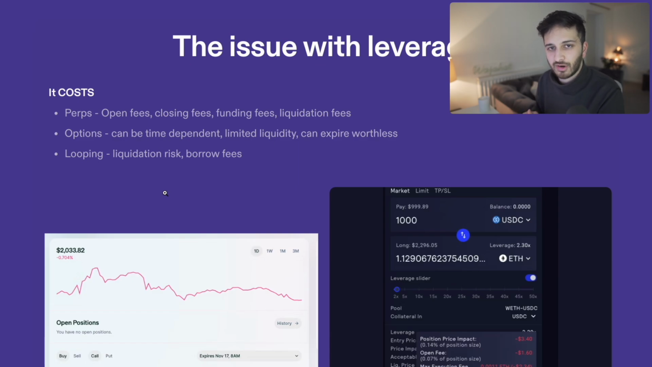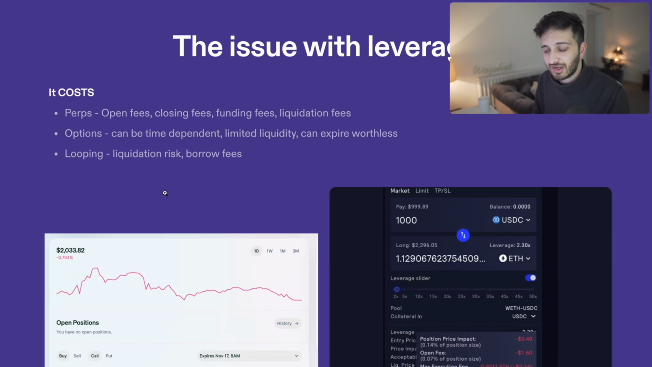Now, at the same time, you are essentially going short on USDC, which is fine because I don't think USDC is going to really change price too much, but you do have to worry about the borrow rates. And as you can imagine, in bull market conditions, borrow rates as we see today are in the double digits, which means you do have to pay for this.